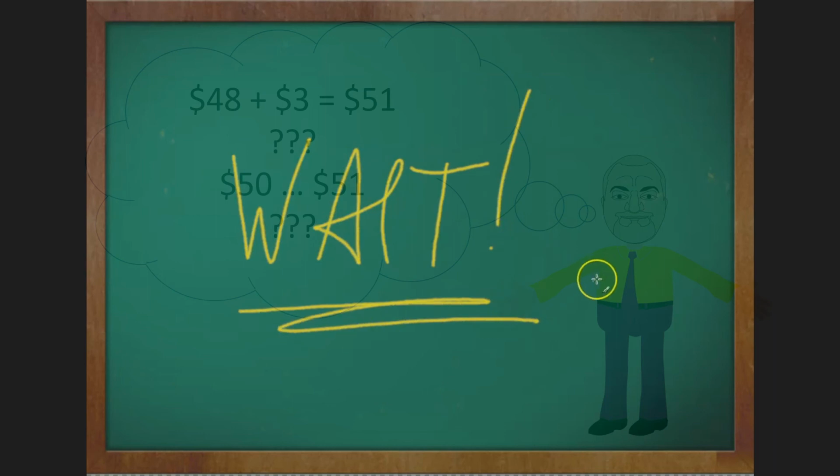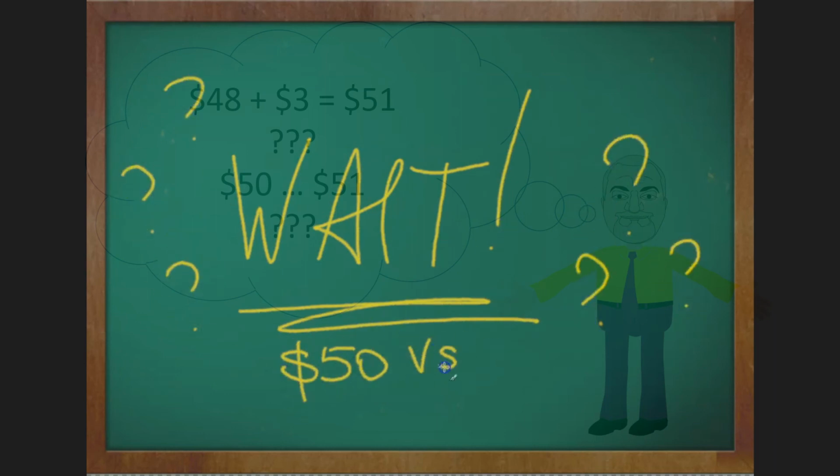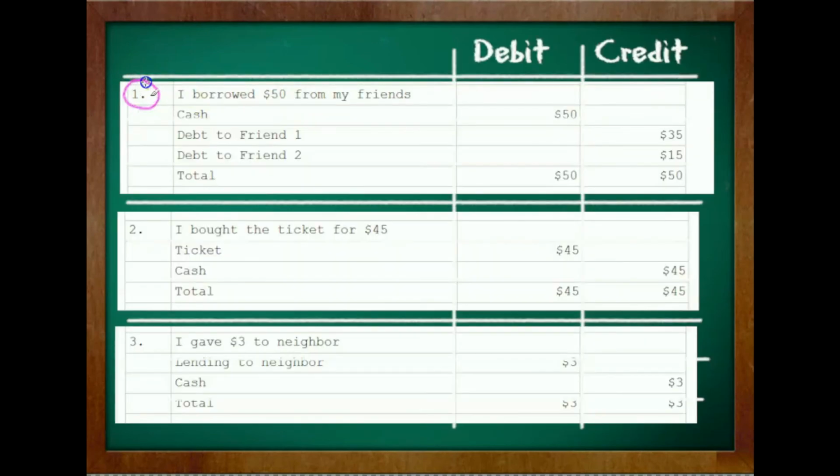P.S. Did you solve the problem with $50? Well, here are the steps how to solve the problem using double entry technique. Table 3. Transaction 1. I borrowed $50 from my friends. Debit cash for $50. Up. Credit debt to friend 1 for $35. Up. Credit debt to friend 2 for $15. Up. Total debits equals $50. Total credits equal $50. Checked.